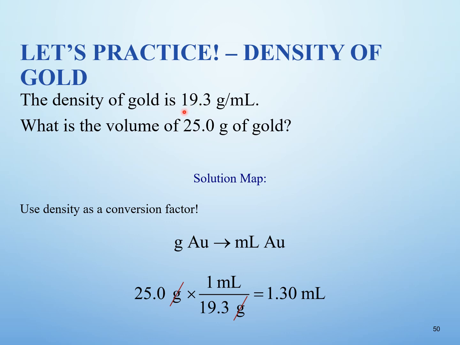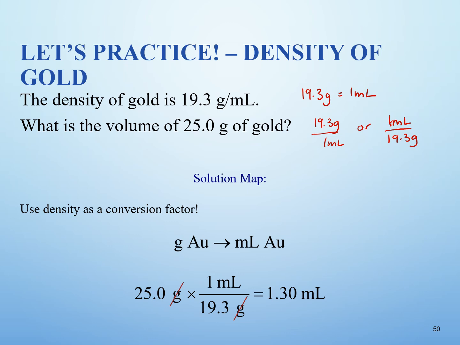So over here, we have the density of gold is 19.3 grams per mL. That means every time there's 1 mL, there's 19.3 grams. And then what is the volume of 25 grams of gold? One important thing is when you see this, you gotta remember that the density number means 19.3 grams can be found in 1 mL. So if you were doing your conversion calculations, you could write 19.3 grams divided by 1 mL, or you can write 1 mL is 19.3 grams, just depending on what you need for calculations.